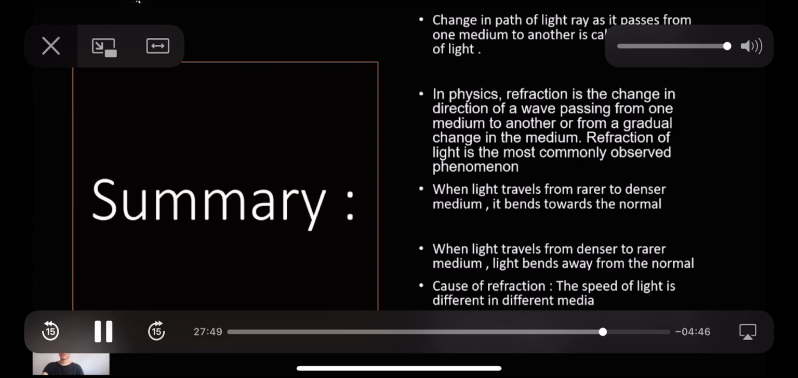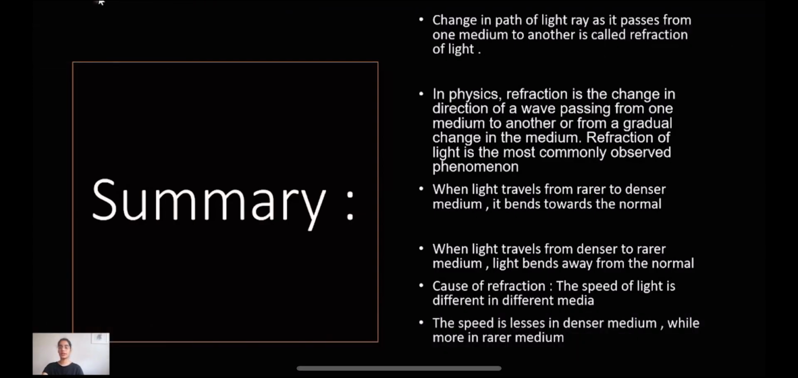Let's make a summary of what we studied in this session. We said that the change in the path of a light ray as it passes from one medium to another is called refraction of light. You can say refraction is the change in direction of a wave passing from one medium to another, and it takes place as a gradual change. Refraction takes place in sound waves, light waves and other waves also, but refraction of light is the phenomenon most commonly observed.